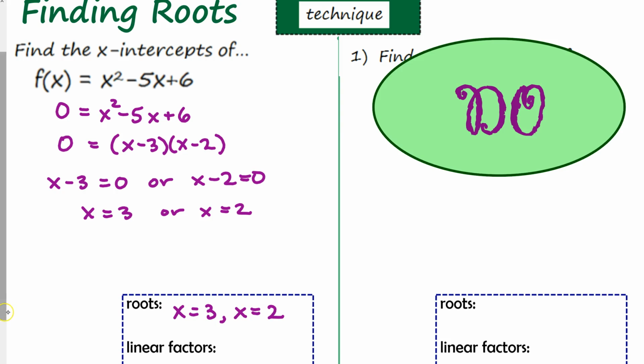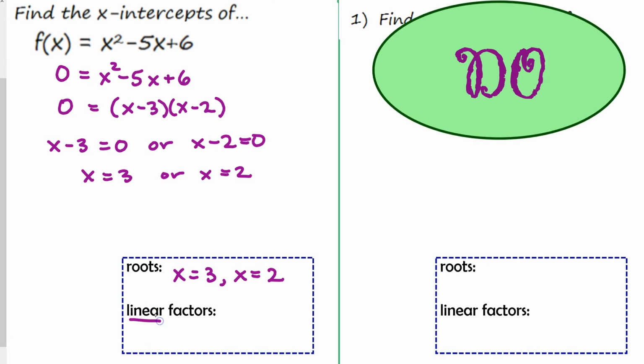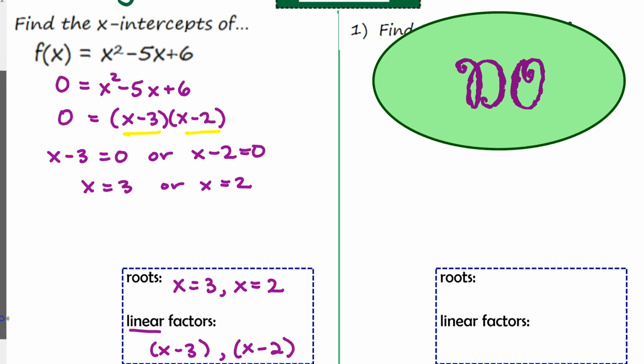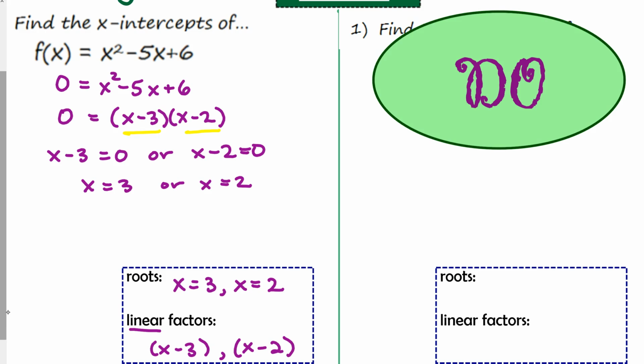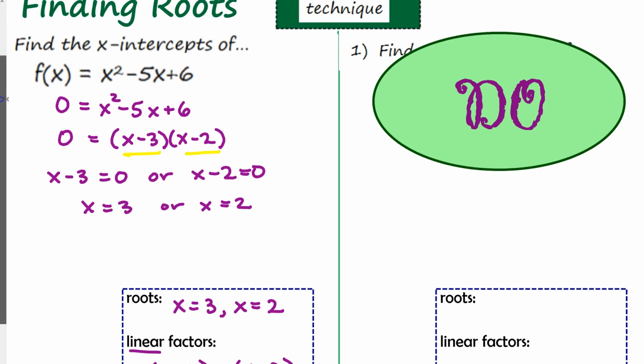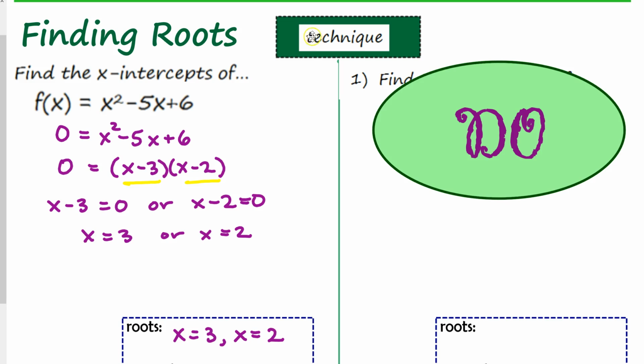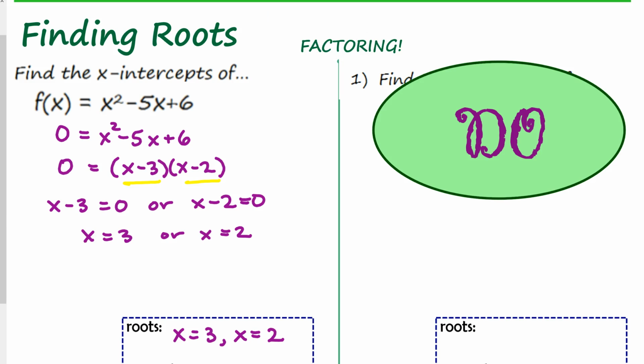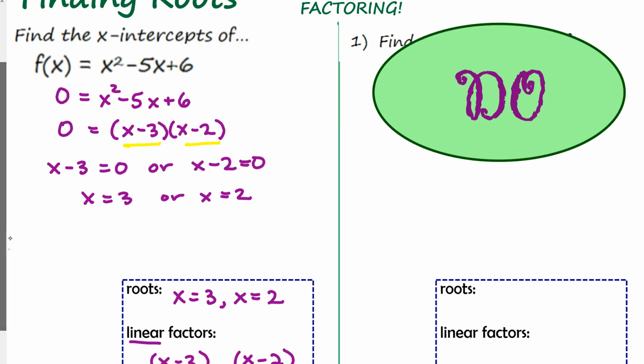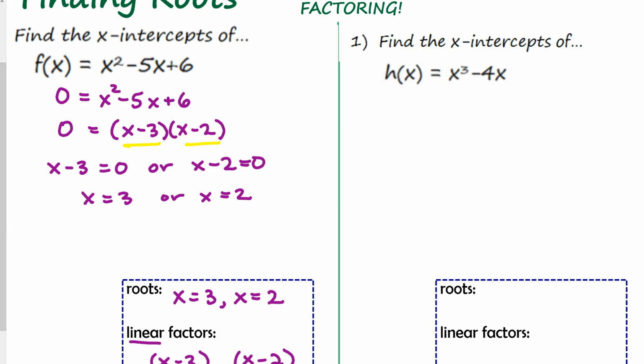And in terms of the linear factors, linear meaning x to the first power, and factors we had up here, we would say that those are x minus 3 and x minus 2. Not every problem can be factored, so not everything's going to have linear factors. So the technique that was used in that example is factoring. So let's see if we can apply that idea to the non-quadratic function.